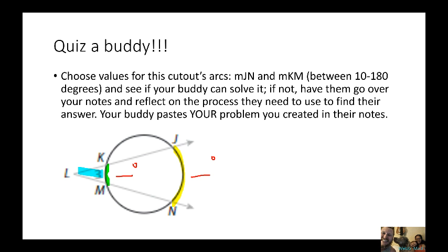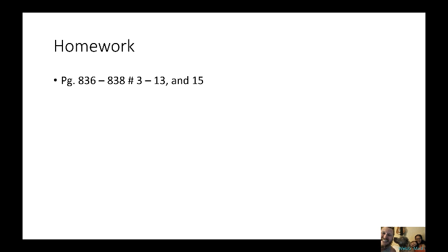All right, and here's the homework. Page 836 through 838, numbers 3 through 13, and 15. 15 is a multi-layered cake, should be fun. All right, good luck. Let me know if you have any questions.